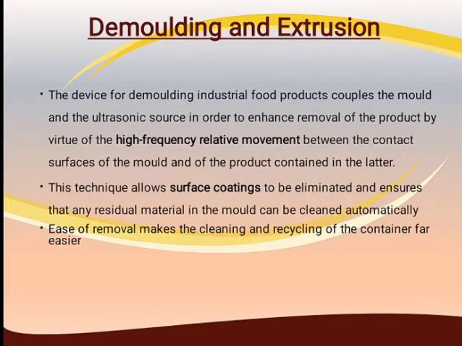Demolding and extrusion. The device for demolding industrial food products couples the mold and the ultrasonic source in order to enhance removal of the product by virtue of high frequency relative movement between the contact surface of the mold and the product contained in it. This technique allows surface coatings to be eliminated and ensures that any residual material in the mold can be cleaned automatically. Ease of removal makes the cleaning and recycling of the containers far easier.